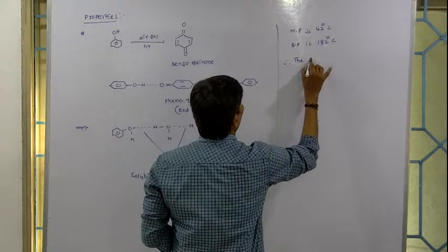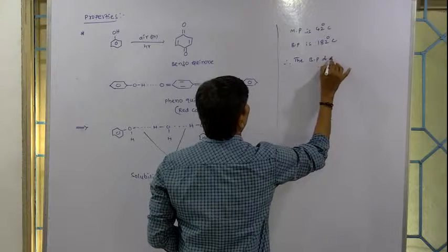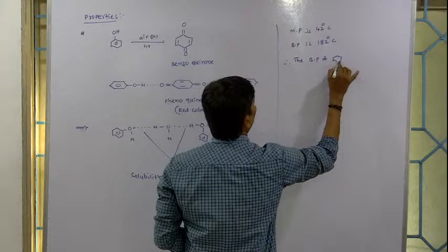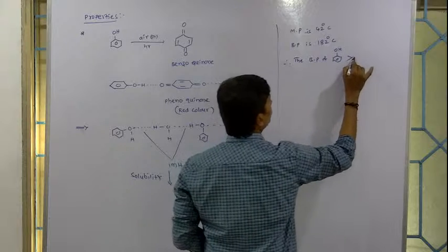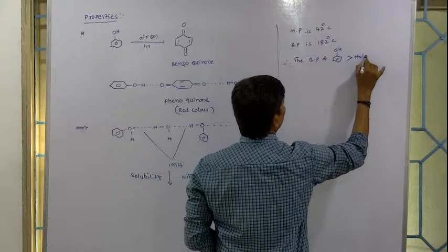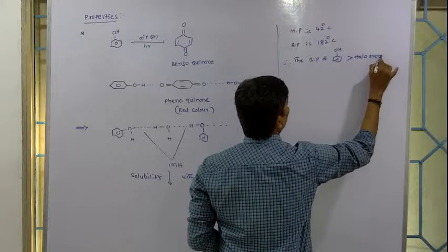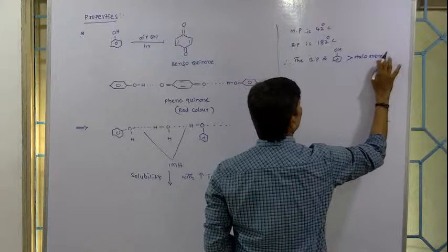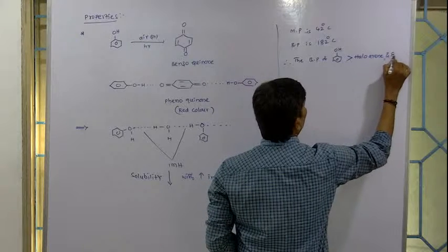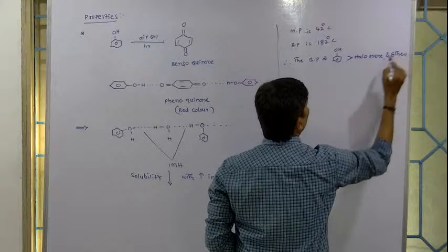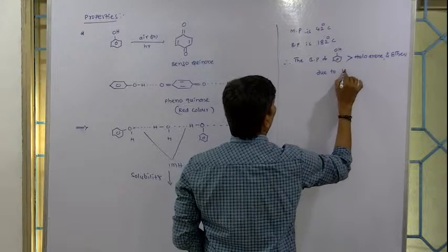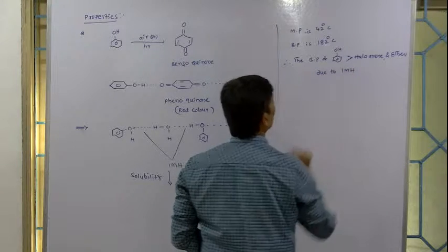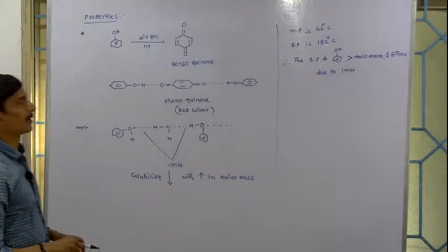The boiling point of phenol is greater than haloarenes, hydrocarbons and ether due to IMH, intermolecular hydrogen bond.